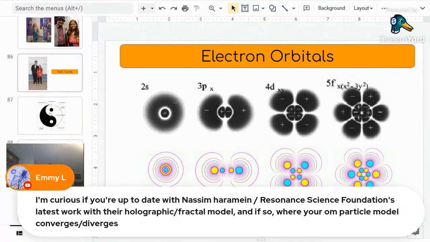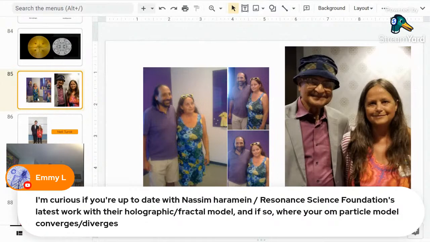Here is a picture of me and Nassim Haramein. I actually went to visit him at the Resonance Science Foundation. I went to present my Mandelbrot set as a quasi-black hole theory to them, and I got a tour. Unfortunately, I had to sign a non-disclosure agreement, so I can't disclose what I actually saw that day. But he has a really wonderful team, and they work really hard.